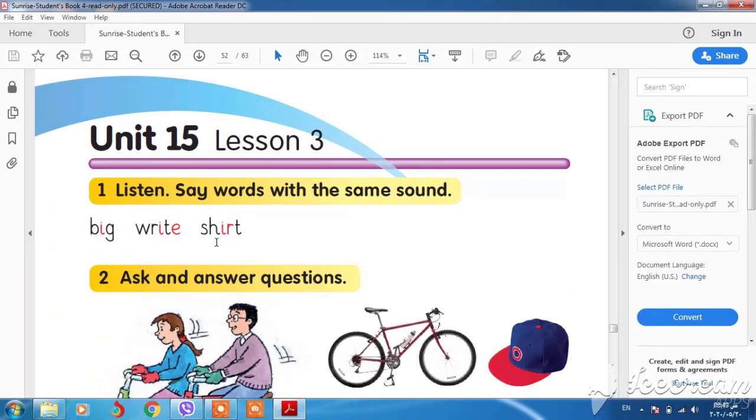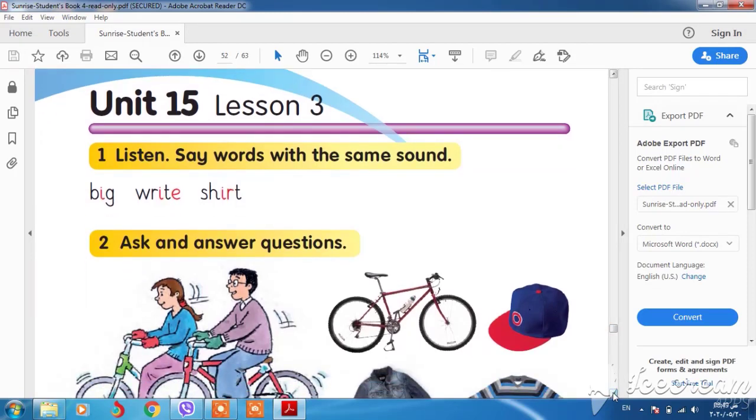This lesson is also about the sound. Say words with the same sound. We have the I sound, okay? Here big, like fig, like milk, okay? Ride, it means ride a horse, okay? For ride we have nice and ride. Shirt, we have t-shirt and we have skirt.